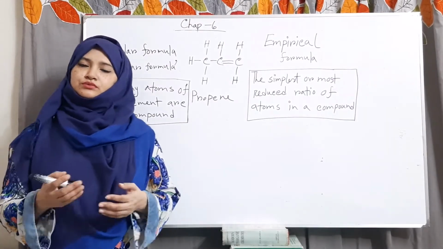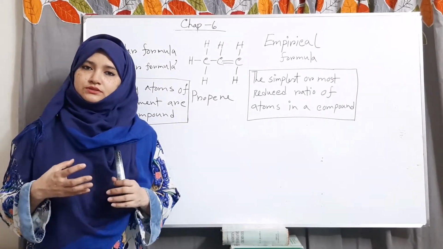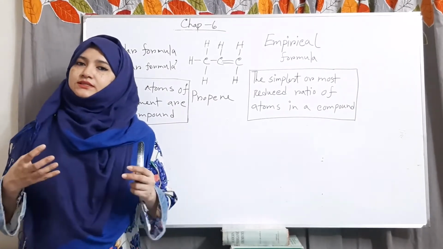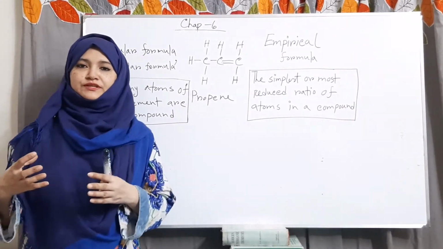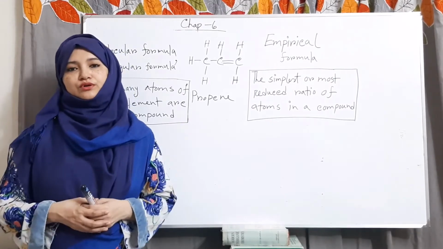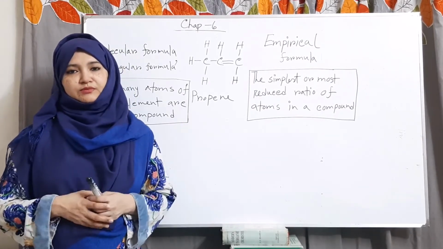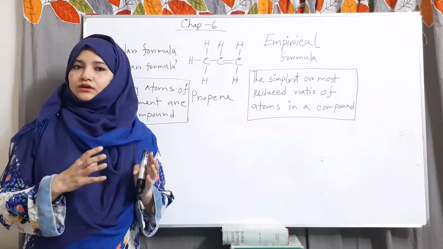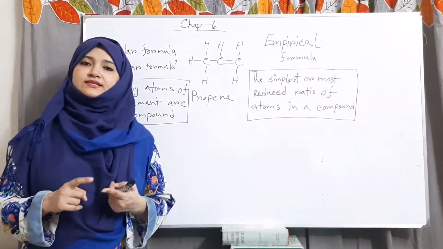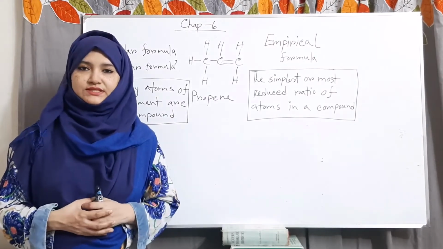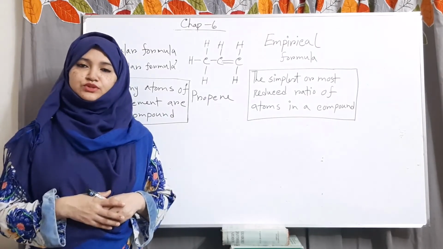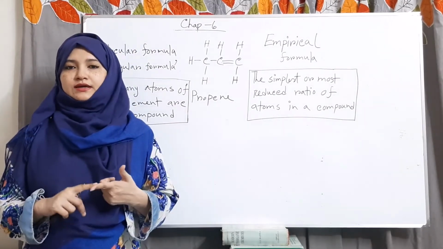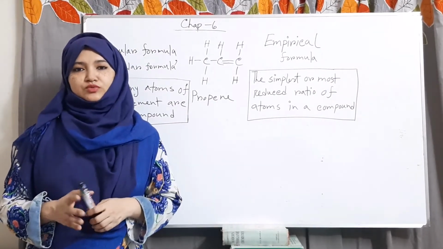All of you know what a symbol is and what a formula is. The formula is the short expression of any molecule or compound. And in chemistry, there are different types of formula. A molecule or compound has mainly 3 types of formulas: one is the molecular formula, another is the empirical formula, and then the structural formula.